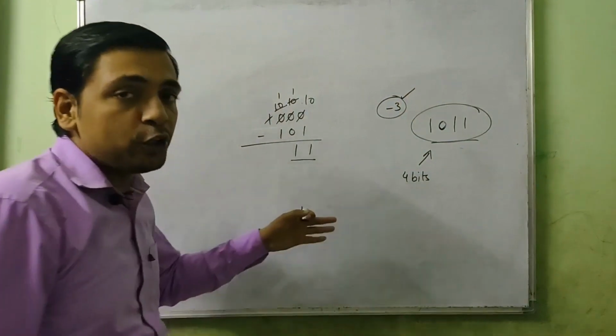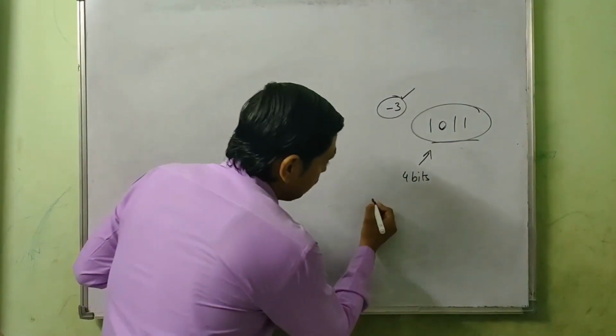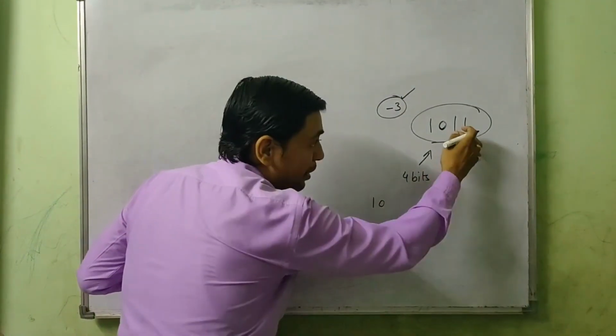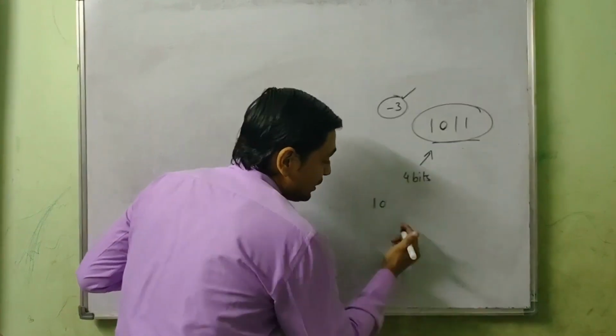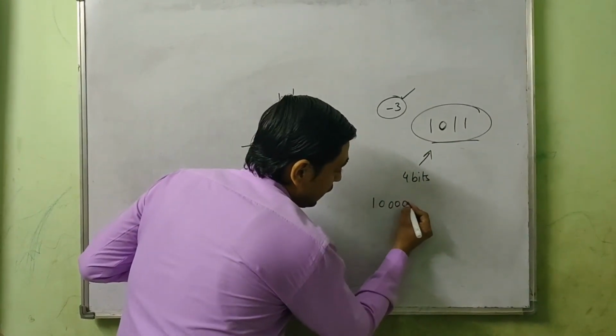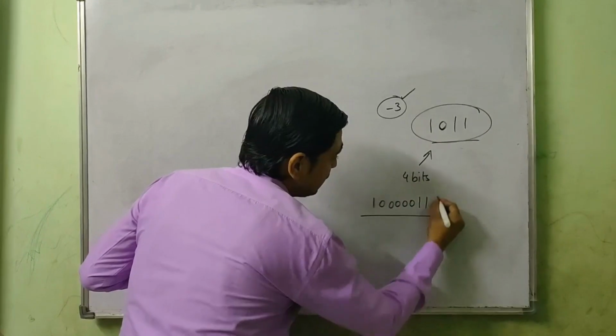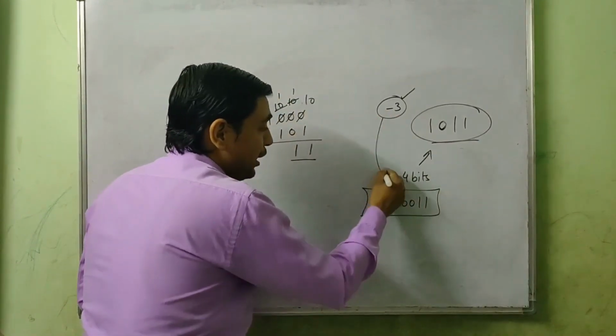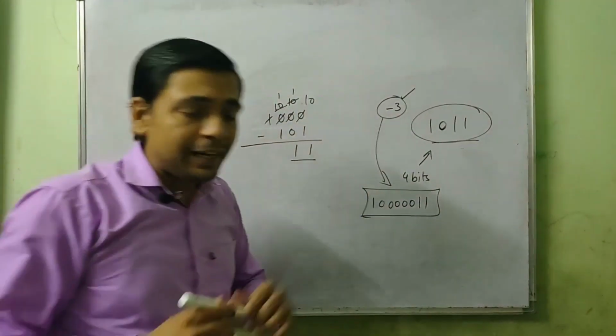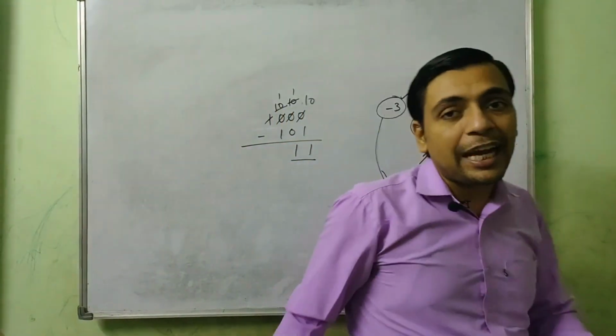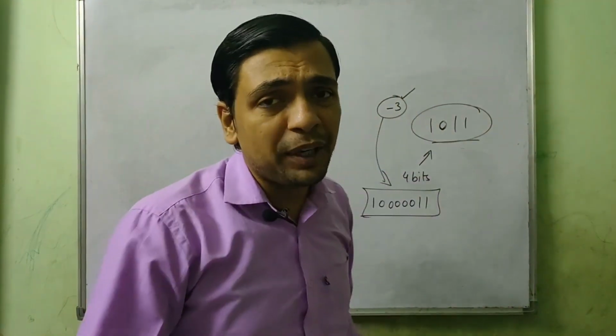Okay, if I want to represent this in 8 bits, so 1 0, I am having 2 bits already, so 6 bits I have to write, 5 6, and then 1 1. So this is negative 3 in 8 bits. Okay, in the next chapter we will study sign magnitude representation, so don't you worry about it.